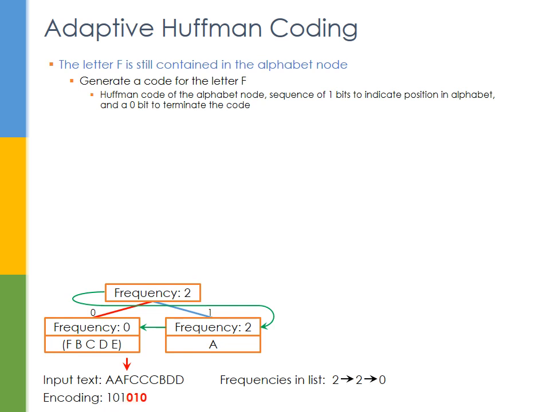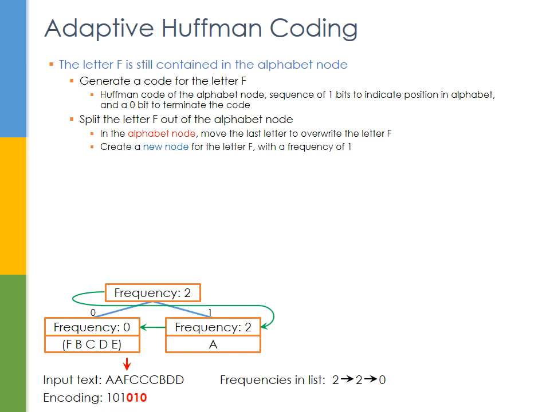Next, we need to include in our encoding the position of the letter F in our alphabet. As we can see in the alphabet, F is the first letter, which means that we need to add a single 1 bit to our encoding. We follow this 1 bit with a 0, which indicates the end of our encoding, and so our full encoding for the letter F is 010. Now that we've finished our encoding, we need to create a node for the letter F.